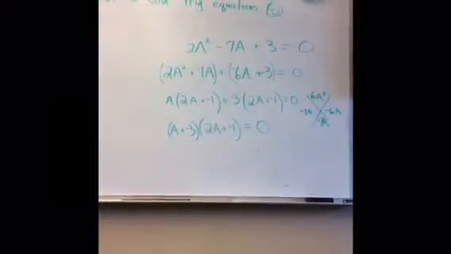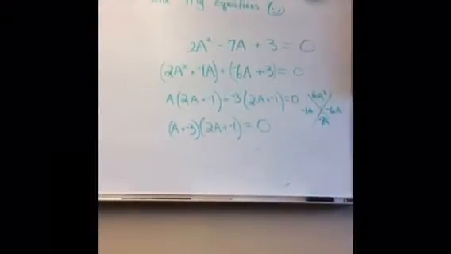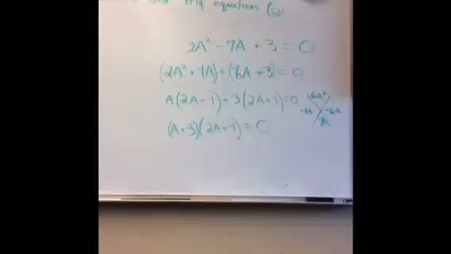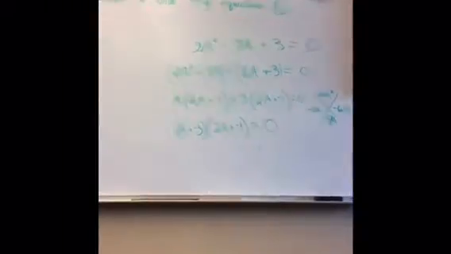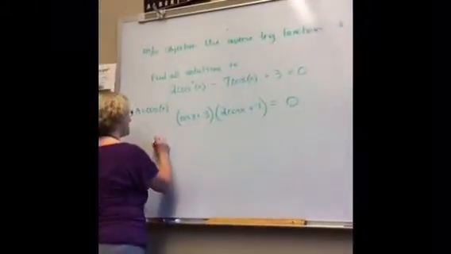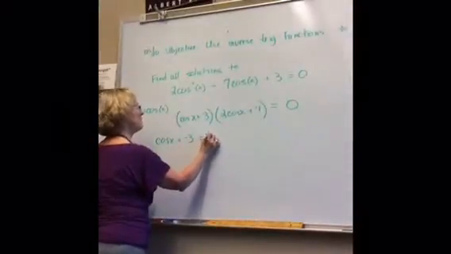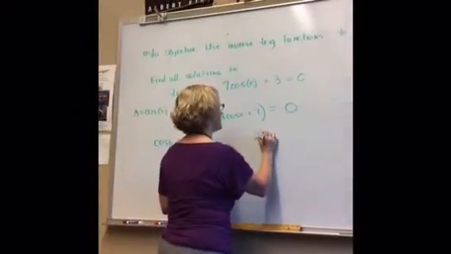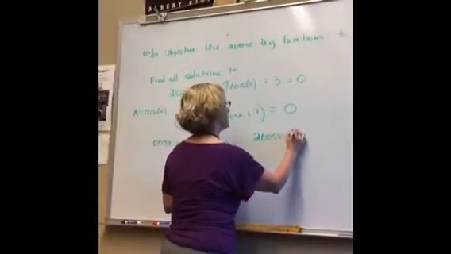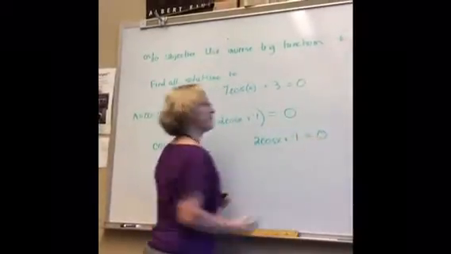So now you solve for... What do we apply at this point? You set them both equal to 0. Zero product property. So we go cosine of x plus negative 3 equals 0, and 2 cosine of x plus negative 1 equals 0.